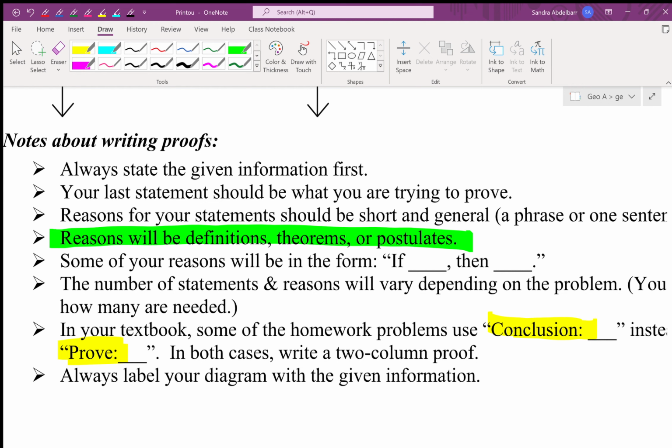Like, for example, we'll learn a postulate that any segment or angle is congruent to itself, or anything is congruent to itself. Do we know that that's true? Yeah, but there's no formal way to prove it. That's considered a postulate because we know for a fact that it's true, but there's no formal way to prove that. So every reason will either be a definition, a theorem, or a postulate. And we'll be learning those as each chapter progresses. We'll be adding to our list of theorems, postulates, and definitions.